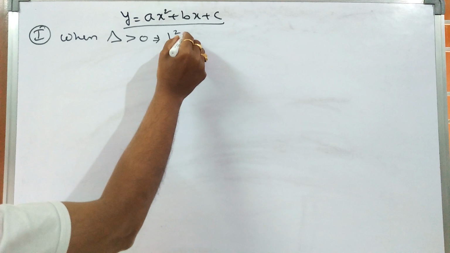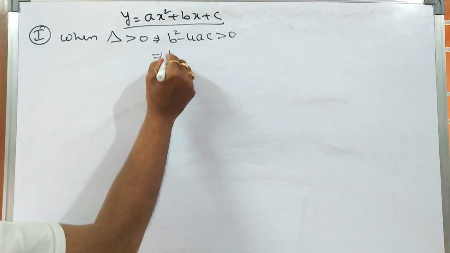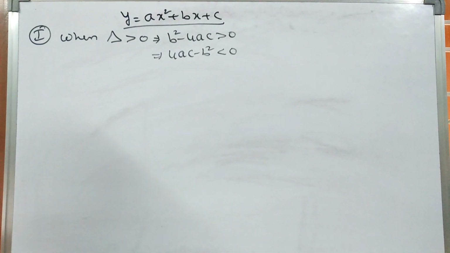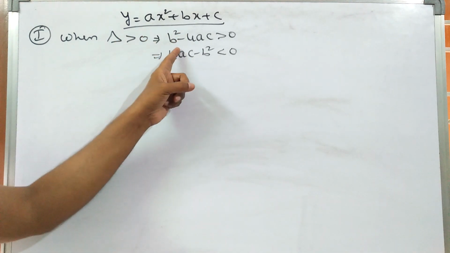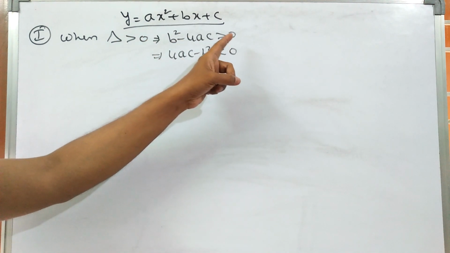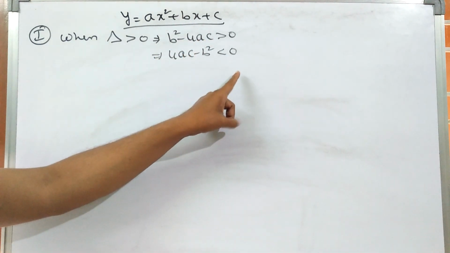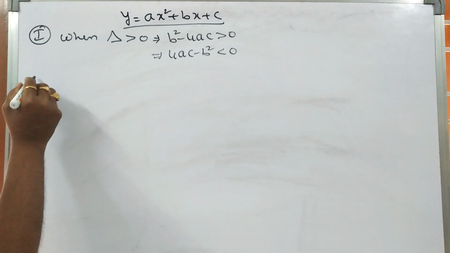Delta means b square minus 4ac greater than 0. Delta greater than 0 means b square minus 4ac is greater than 0. If you multiply with minus sign on both sides, 4ac minus b square is less than 0. Now, let us take the first case.